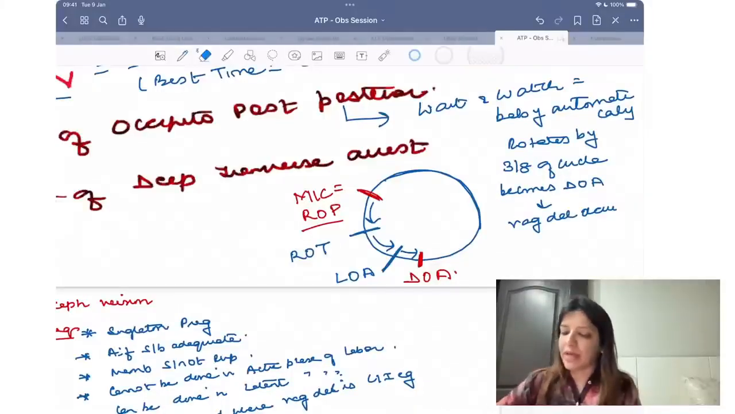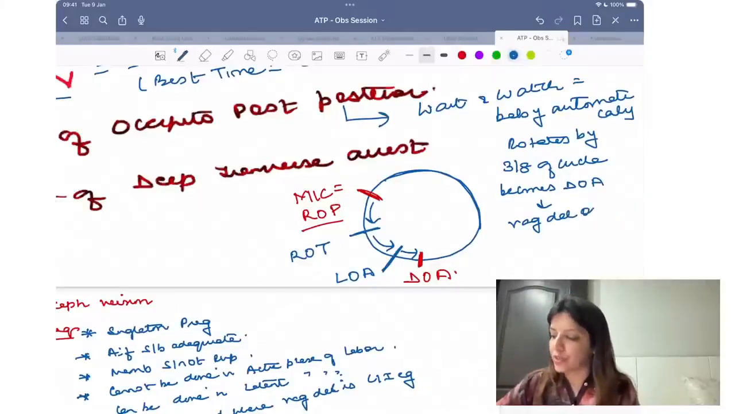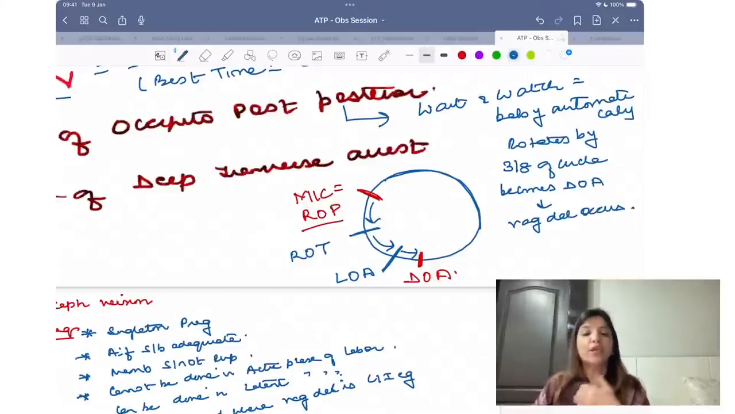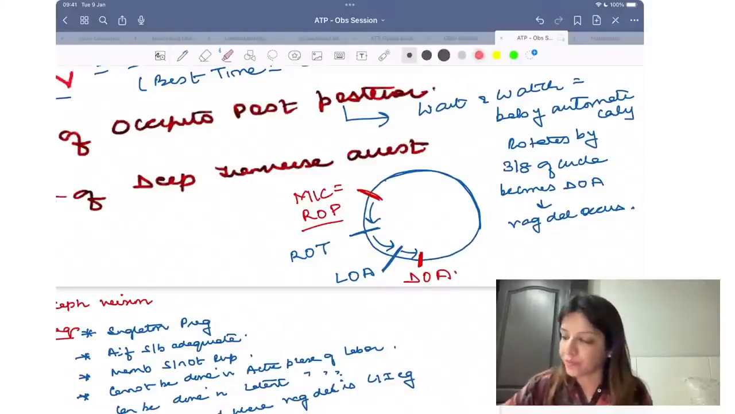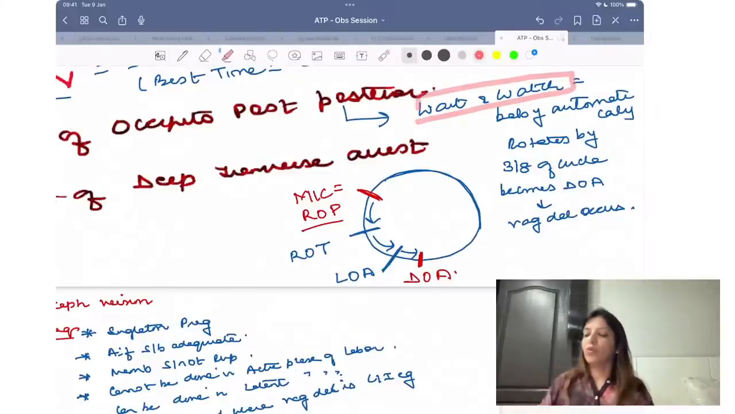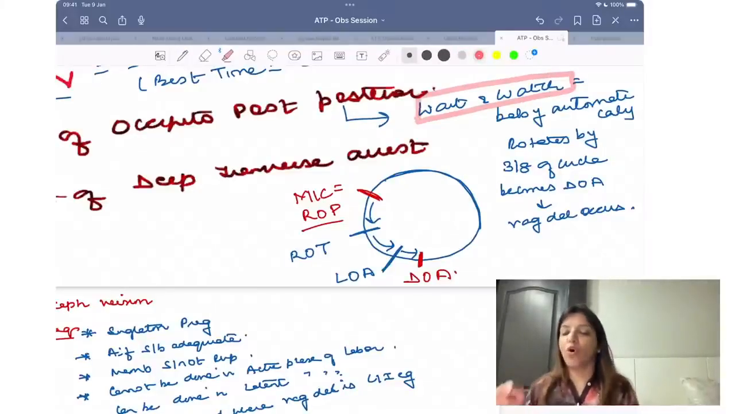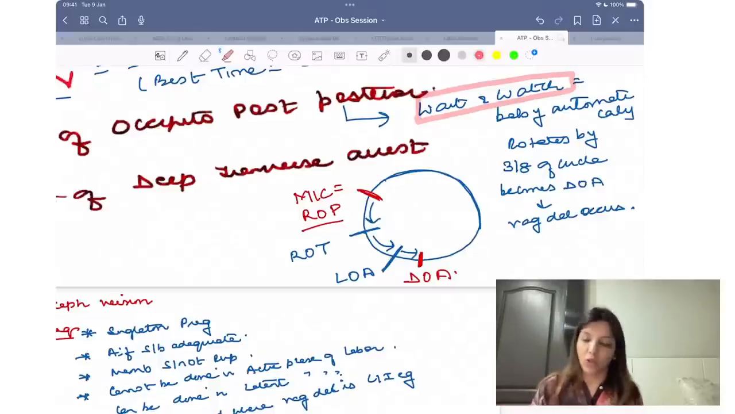But because baby has to rotate by 3/8 of a circle, it is going to take time, and the only thing as an obstetrician I have to do is to have patience, that is wait and watch. Wait and watch. So if your question says that a baby is in occipito-posterior position, what do you have to do? You have to wait and watch.